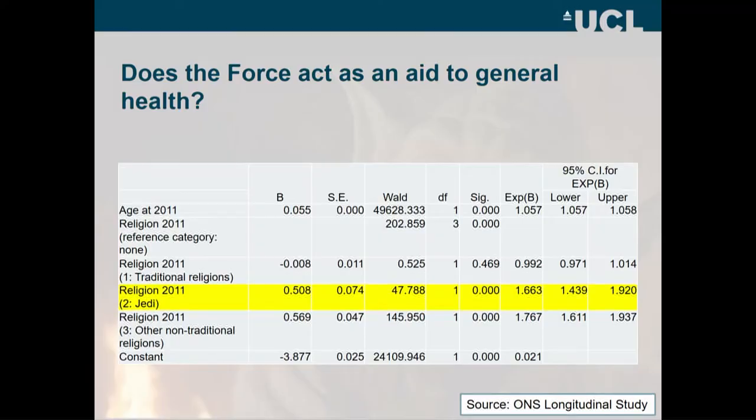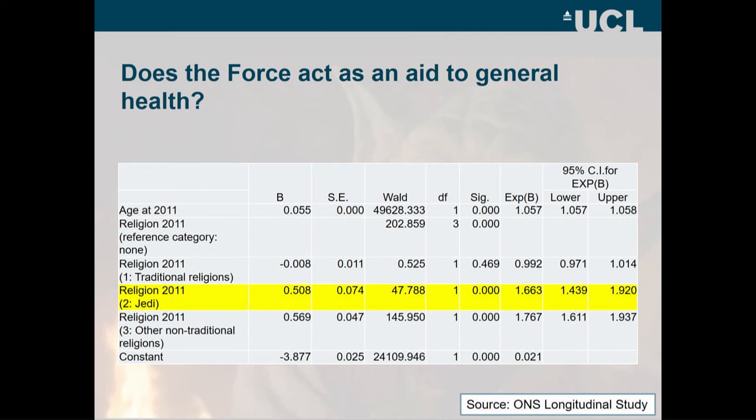This is a model using just 2011 data, looking at the likelihood of people reporting their health as being good or very good. Our reference category here is no religion, so we're looking at differences between traditional religions, Jedi, and other non-traditional religions with no religion, and with good health. Jedi are more likely than people with no religion to indicate that their health wasn't good.